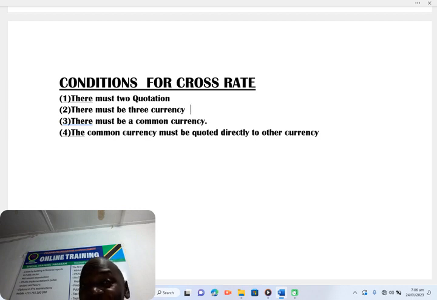I repeat. Conditions for a cross rate. There are 4. Number 1, there must be how many quotations? 2 quotations. Number 2, there must be 3 currencies. Number 3, there must be a common currency. Number 4, the common currency must be quoted directly against the other currency.